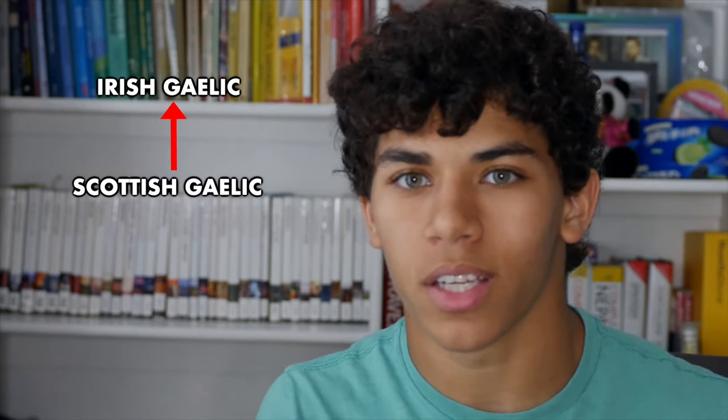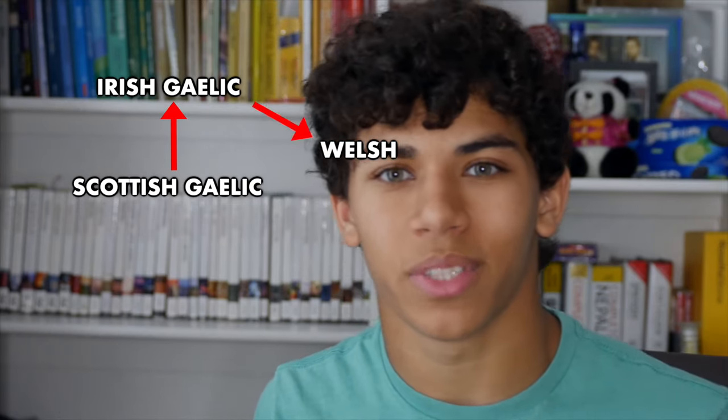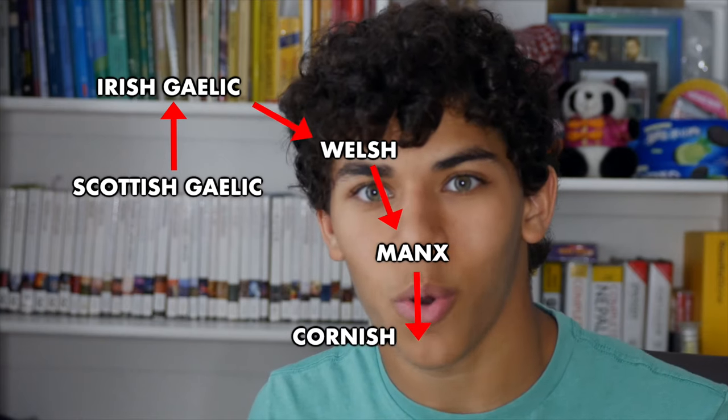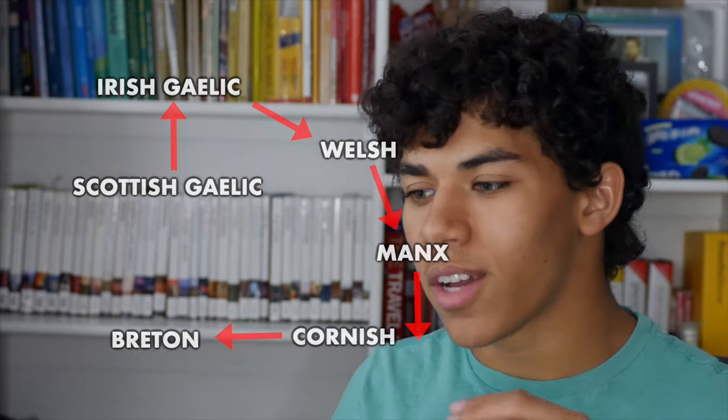So this branch itself can also be subdivided into different branches. Scottish Gaelic actually came from Irish Gaelic many thousands of years ago, but it's also distantly related to Welsh, and Welsh is distantly related to Manx, and Manx is distantly related to Cornish, and Cornish is distantly related to the Breton language in France. The Celtic languages just make this unique web of mutual intelligibility, and while most of them aren't mutually intelligible, you can't really understand one another language, they can really be understood when you look at their writing or you try to deeply look at the roots that may be similar.